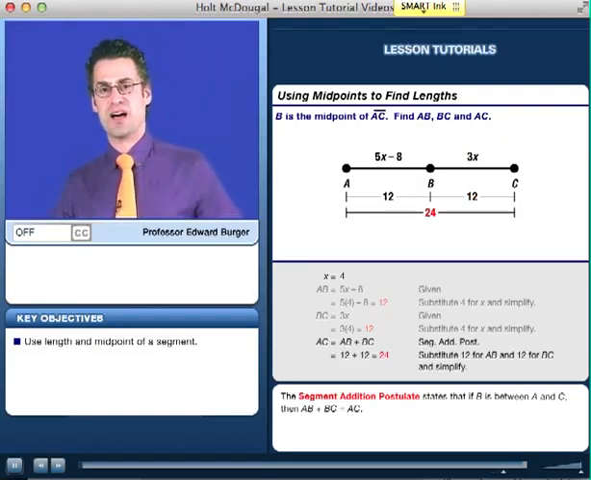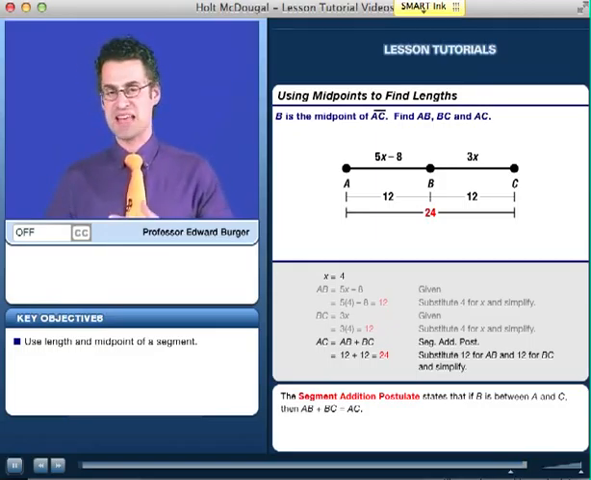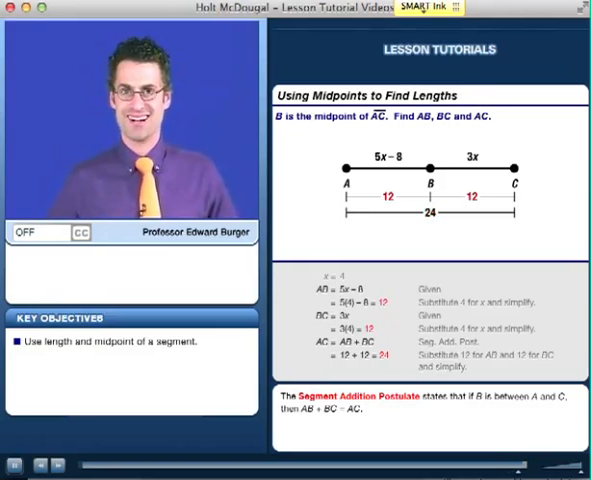So finding lengths of line segments using geometrical ideas is absolutely a walk in the park.